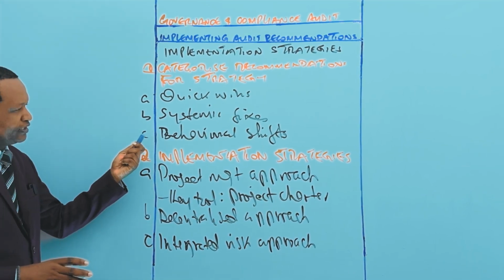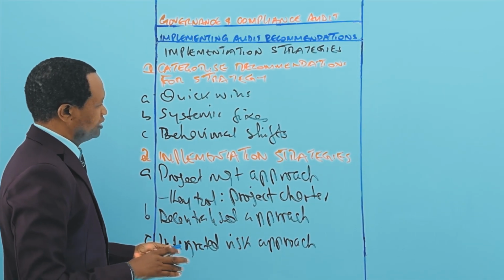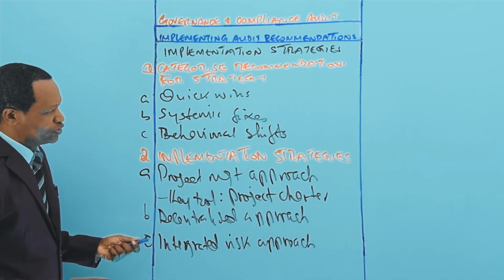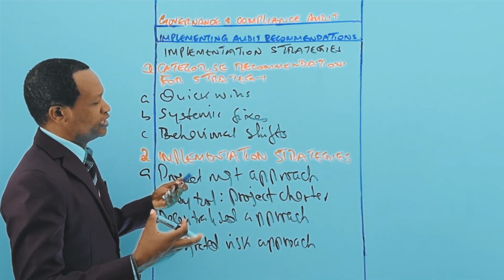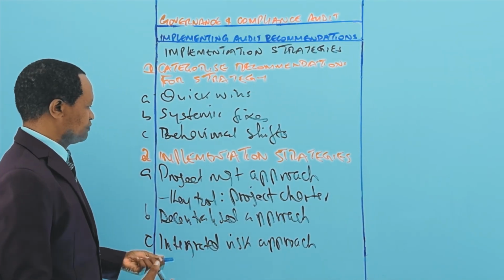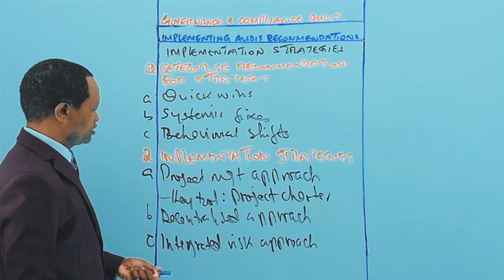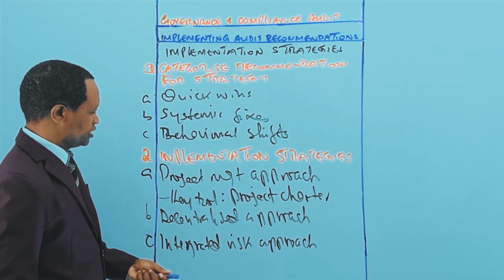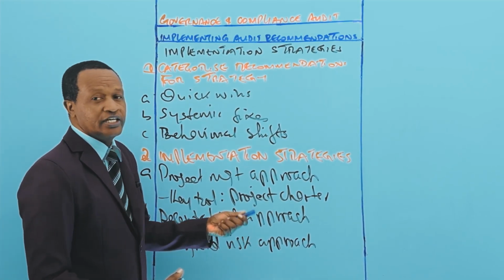So these are three approaches you can use to implement the auditor's recommendations: the project management approach, the decentralized approach, and the integrated risk approach.